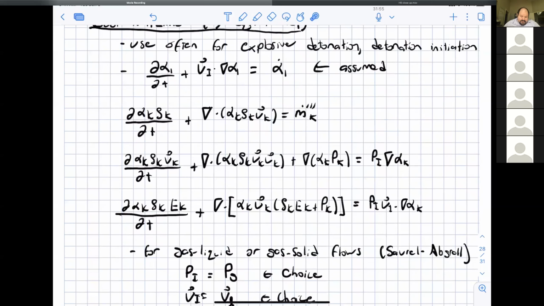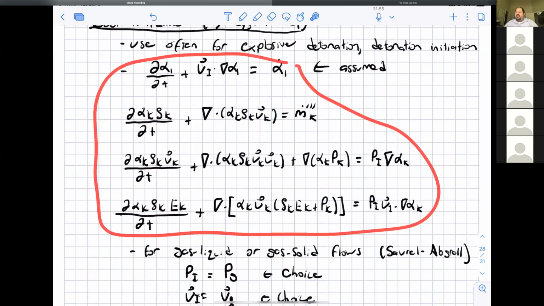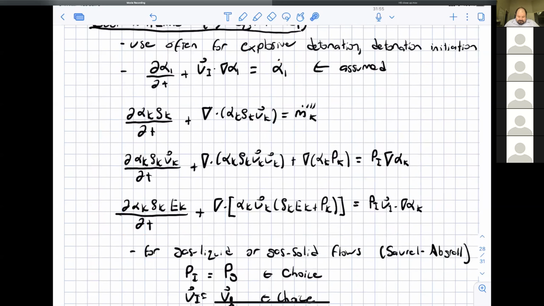Okay, and also a nice thing about the BN model is that if you apply homogeneous flow, pressure equilibrium, and thermal equilibrium, and then simplify them, you do wind up with the 5-equation model. Okay, so this is all I'm going to discuss for the Baer Nunziato model.